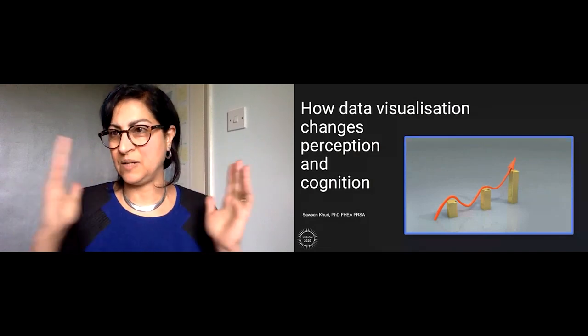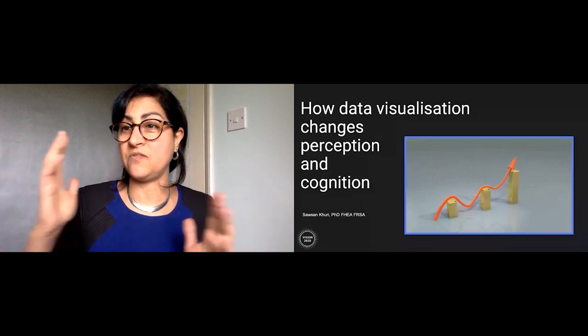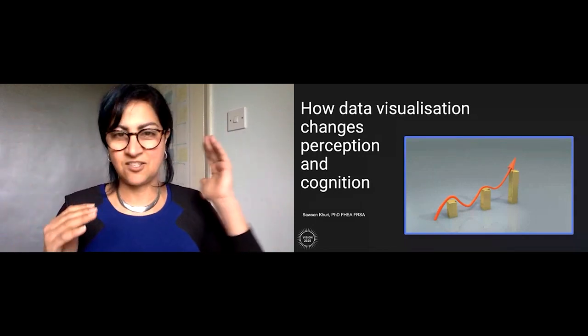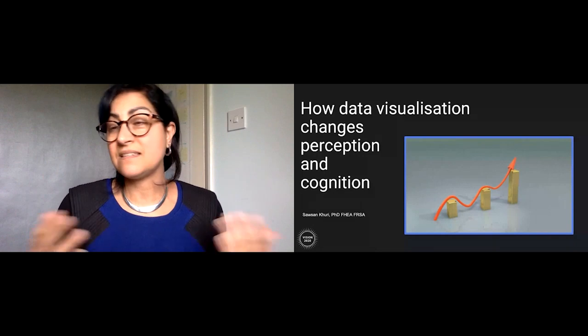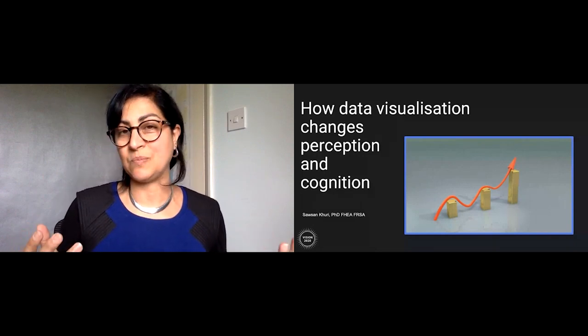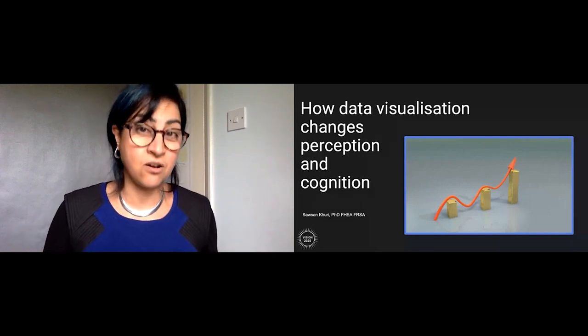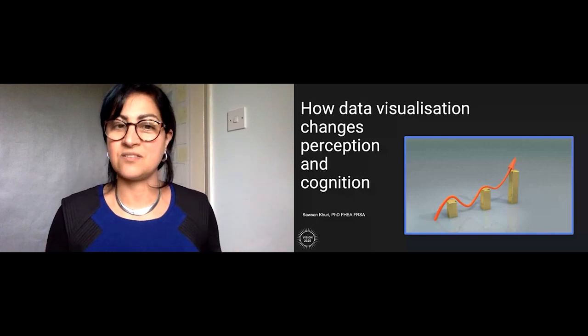You see 3 bars, and the 3 bars taken on their own show growth. It's a straight line going upwards. This is what you might show your voters, for example, if you're running for elections, or your shareholders, if you're in a business, and so on.